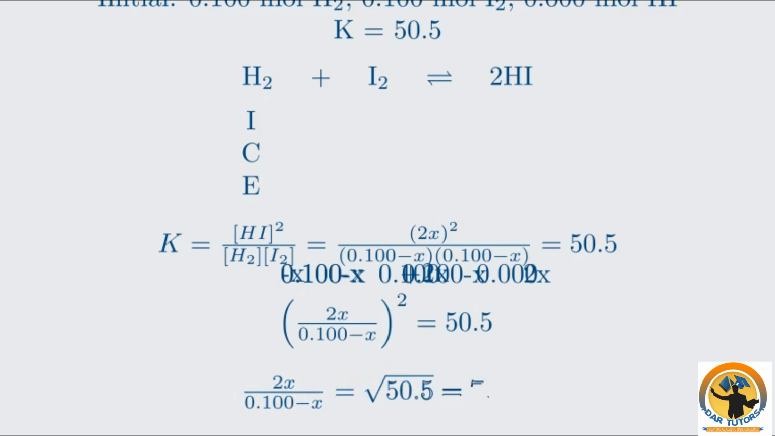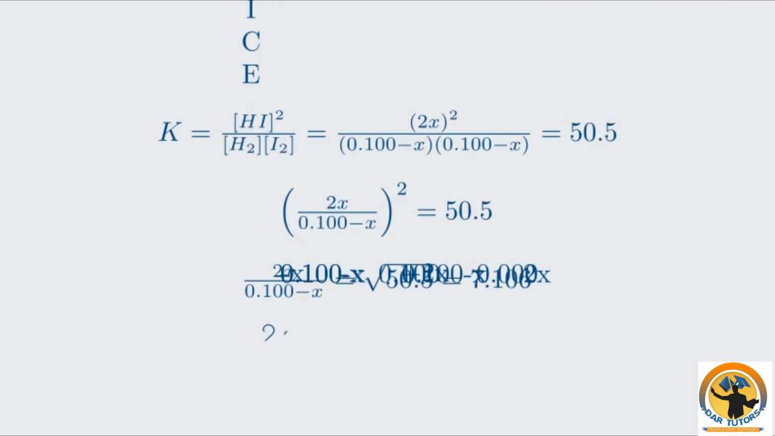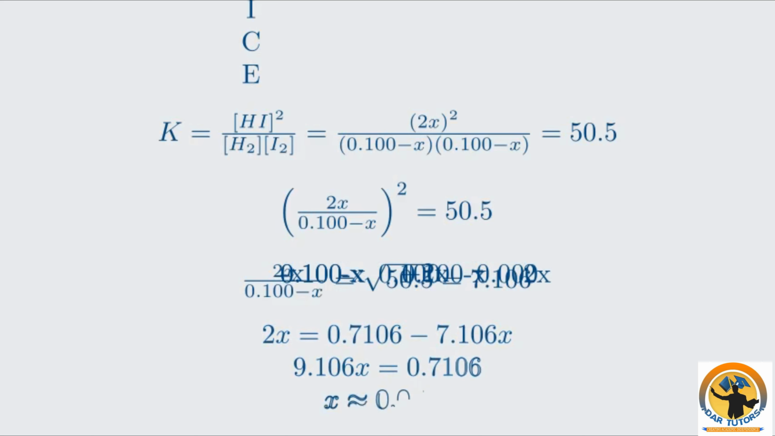Now we have a simple linear equation to solve for x. Multiplying both sides by the denominator gives 2x equals 0.7106 minus 7.106x. Rearranging to solve for x gives us approximately 0.0780.